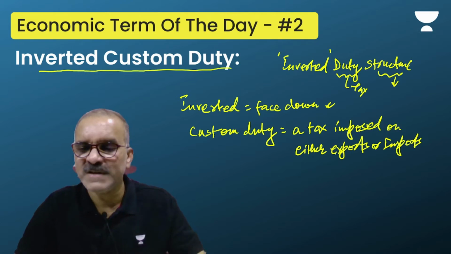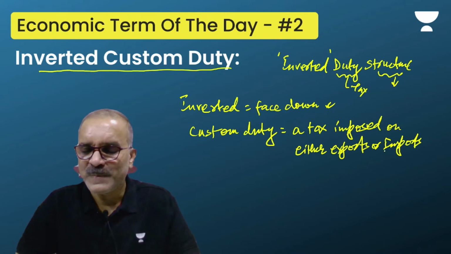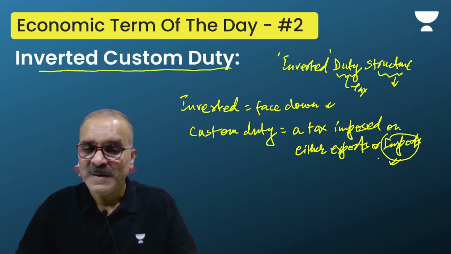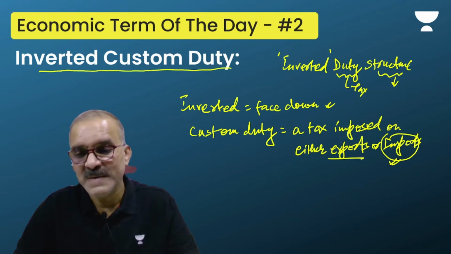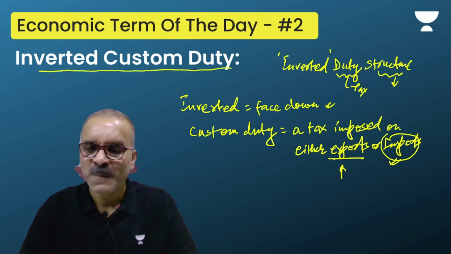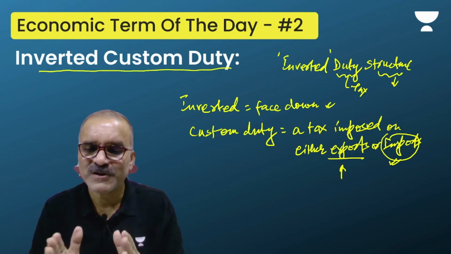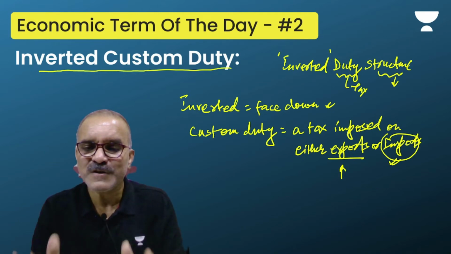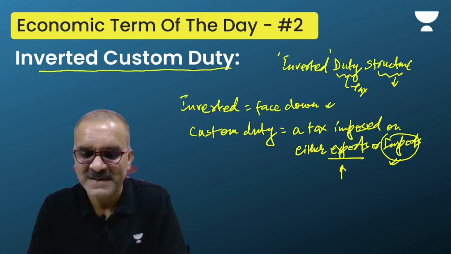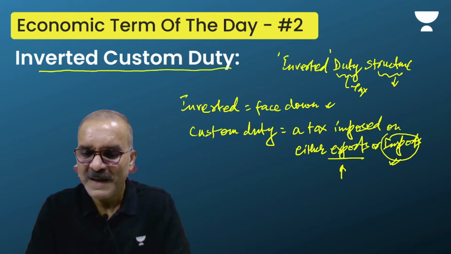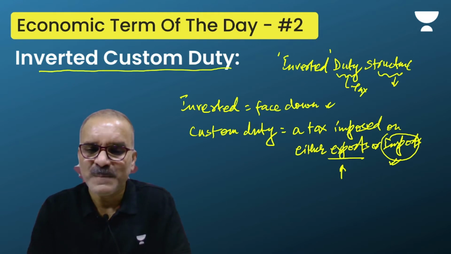Normally, what we see, when a country imposes tax on imports, we call it custom duty. But custom duty may be imposed on exports also. Normally, countries don't do that. Why? Because if you impose tax on your exports, your business houses won't be able to export much, and this will discourage you from earning foreign currency. Clear? But at times, exports are also taxed and imposed with custom duty.